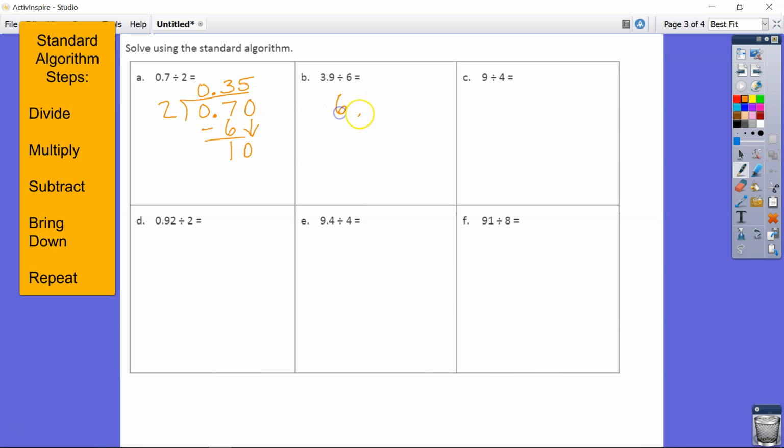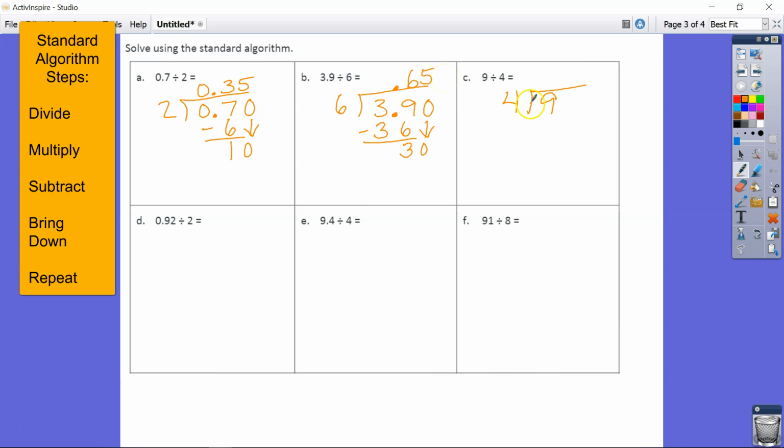Same thing. 6, 3, and 9 tenths. I know 3 can't be divided by 6, so I have to say 39 tenths divided by 6. Remember, 3 and 9 tenths is the same thing as 39 tenths. If I skip count by 6, 6 times 6 is 36. I subtract, I get 3. I need to bring down my hundredths place. So now I have 30, 6, I get 5.